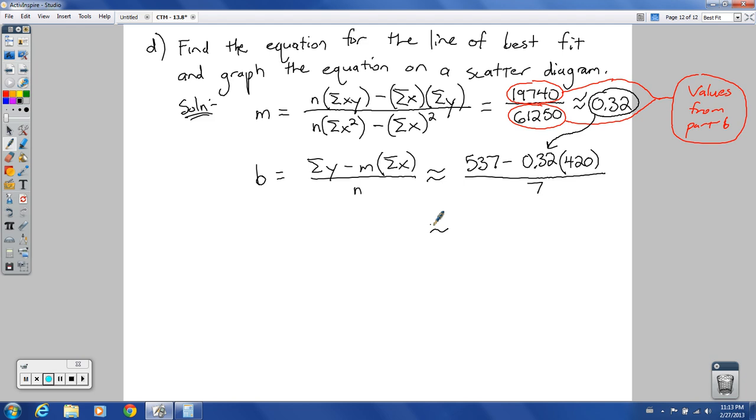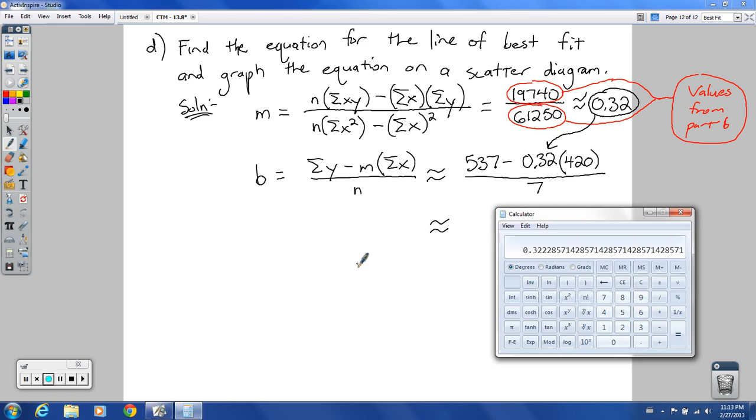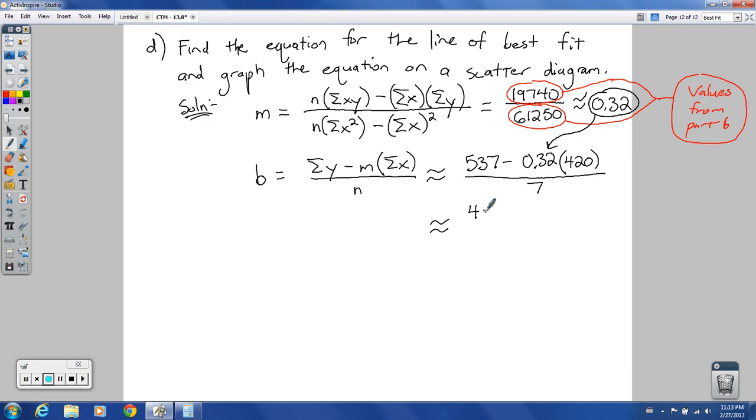If you work this all out, let's just double check my work from before on that. 537 minus 0.32, and my calculator here knows order of operations, so it's going to take this times 420 first and then subtract that from 537. So that gives me 402.6. That over 7 is approximately 57.51. So here's my b, here's my m right there.